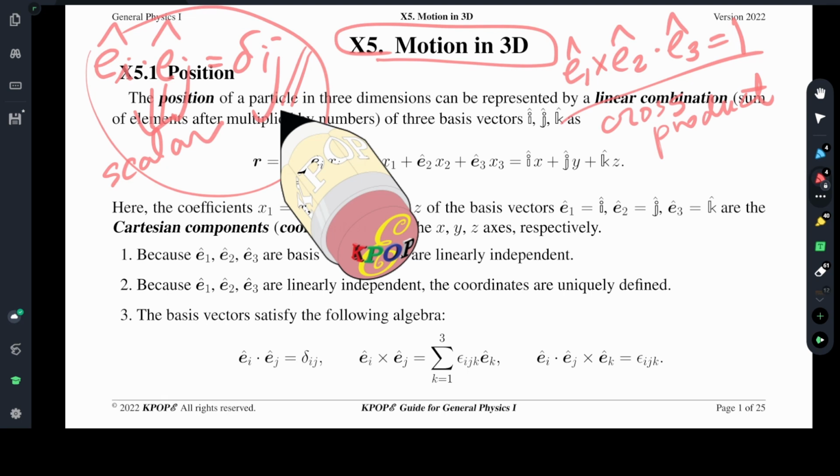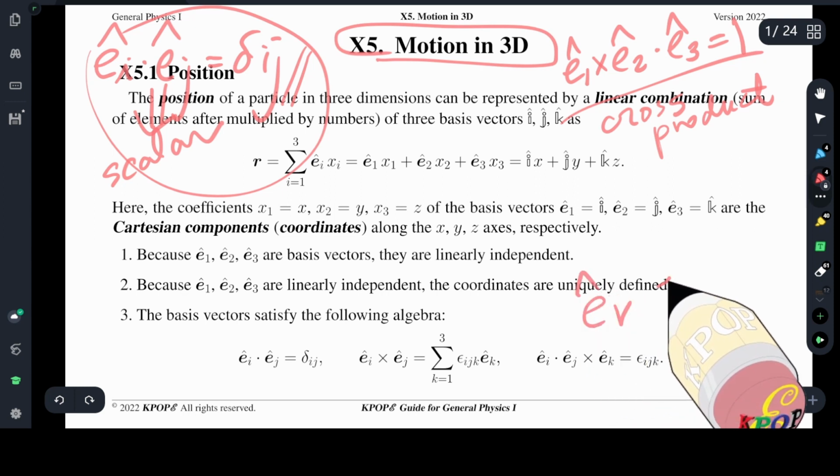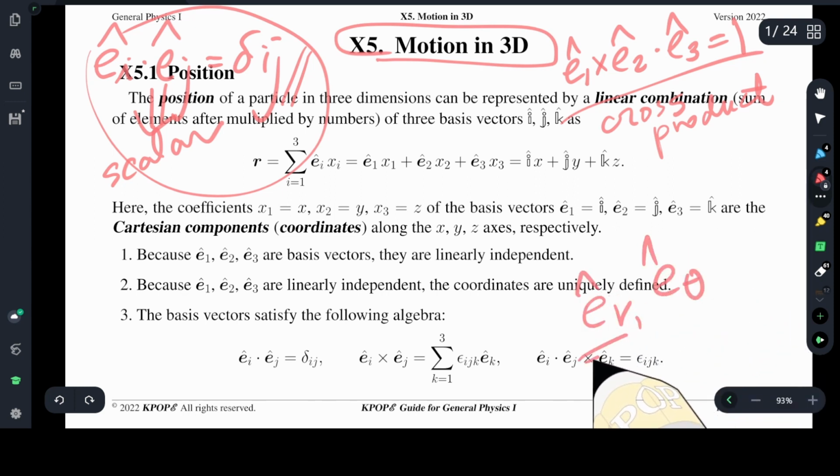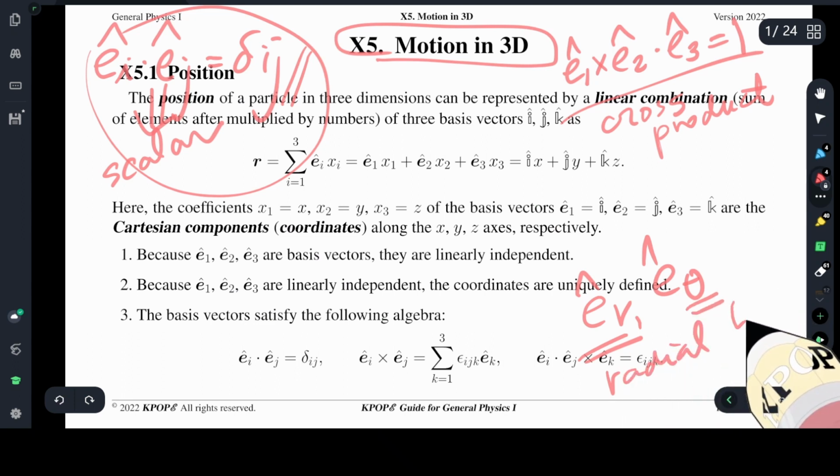Today, we focus on the three-dimensional motion, but especially the two-dimensional motion using the polar coordinate system. The polar coordinate system is very similar to the Cartesian coordinate system in the sense that the vectors are orthogonal, but especially in the two-dimensional case, we only need two linearly independent basis vectors that are called E_r and E_theta. This is for the radial, and this is for the tangential direction.